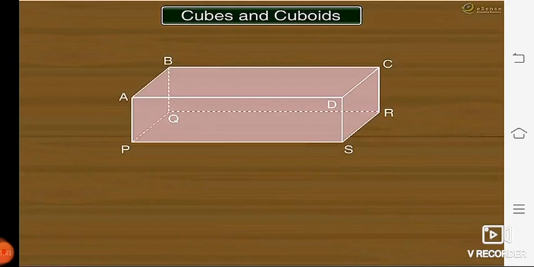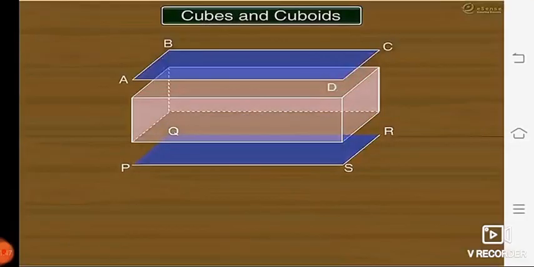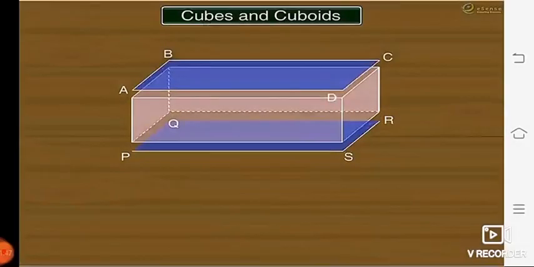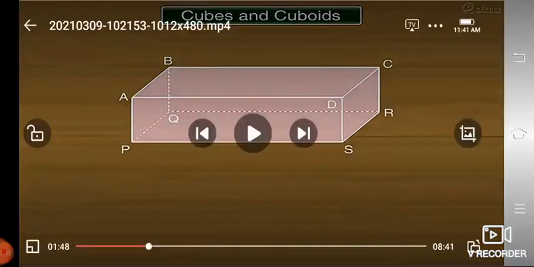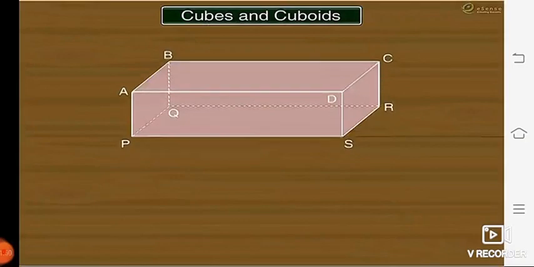Do you know one interesting thing? Its opposite faces are identical or congruent. You can see the green and blue color, whatever I showed you. Are they opposite to each other? Yes, and they are identical or congruent. Congruent means same length, or the area is the same. So all the opposite faces are identical or congruent.